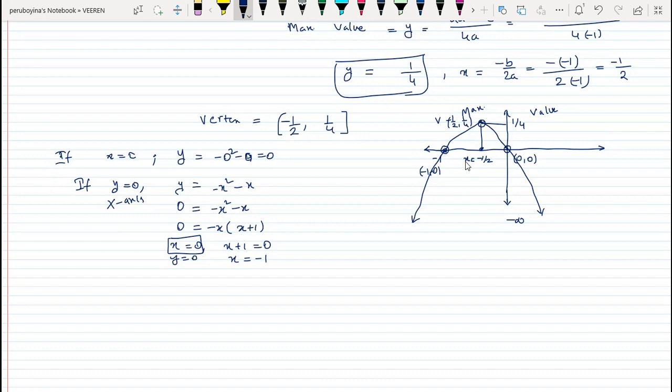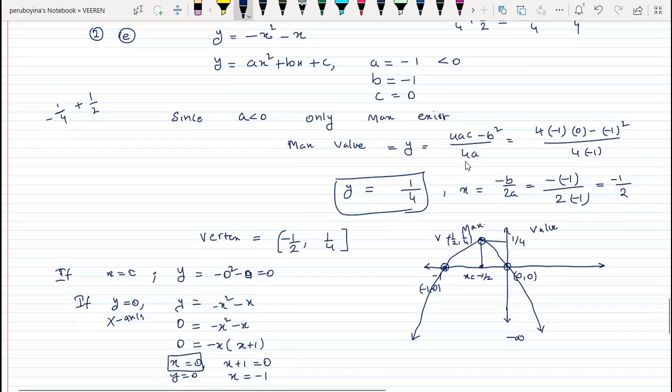After that, join those points downward. The curve must pass through those points where the graph cuts the x-axis. Okay, so that is the graph of this question. Done? Understood? In the same way, you have to perform the other questions also.